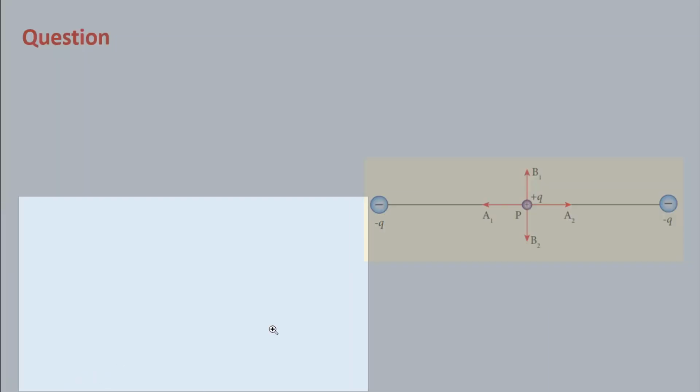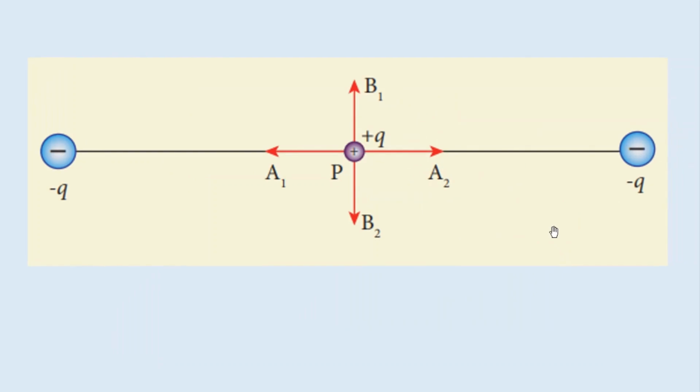Look at this diagram. There are two charges, minus q each, on the left and right side, and at the midpoint of the line joining them a third charge, plus q, is placed. Now we are asked to move this plus q in any one of these four directions, A1, A2, B1 and B2. We are asked to find in which direction this charge plus q would be in stable equilibrium.